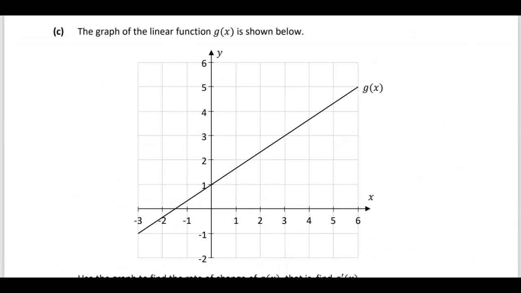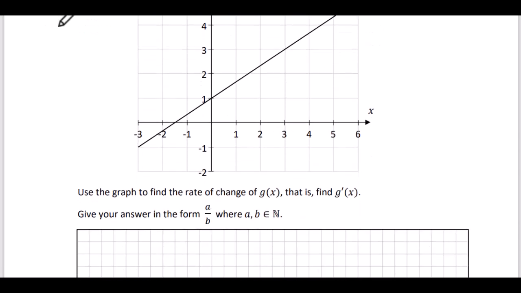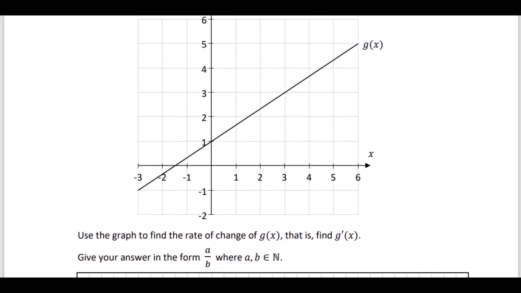The graph of the linear function g of x is shown. So what do we have to do with that then? Use the graph to find the rate of change of g of x. That is, find g prime x. Give your answer in the form a over b. So really, as I said earlier in the previous part of this question, when you differentiate a function, you get slope. So in other words, when you get slope, you get the derivative of the function.